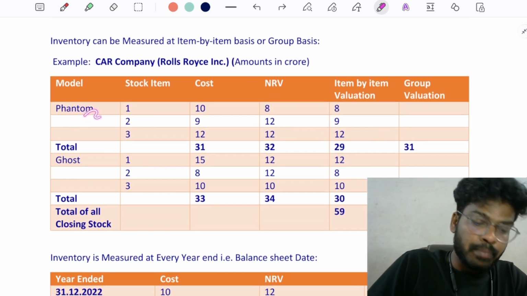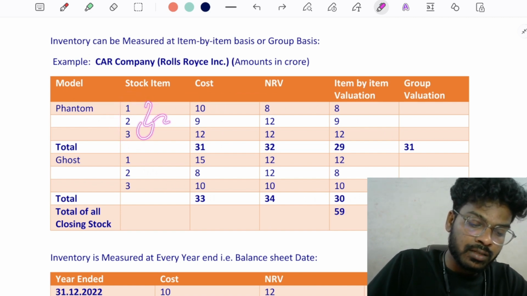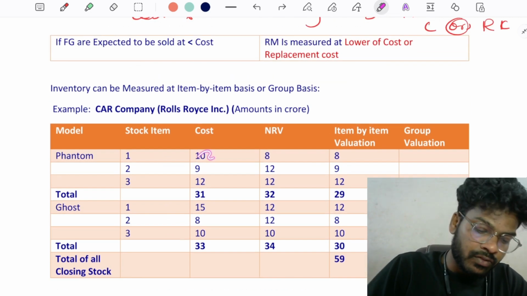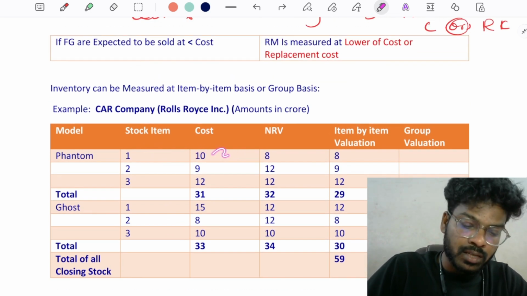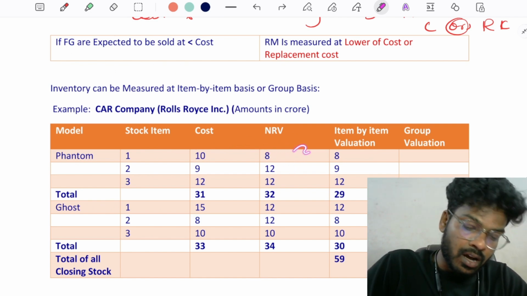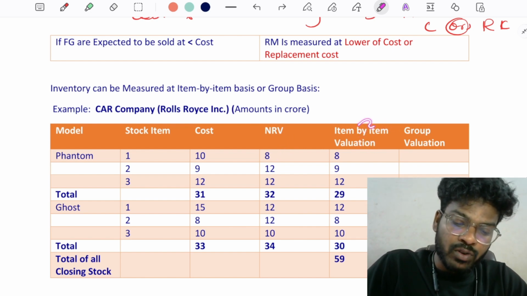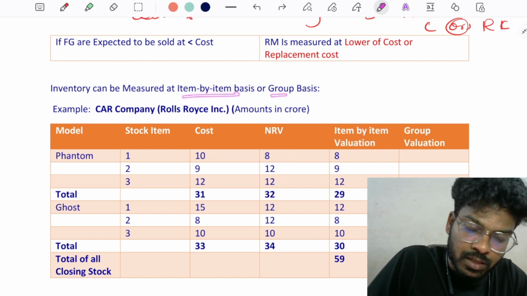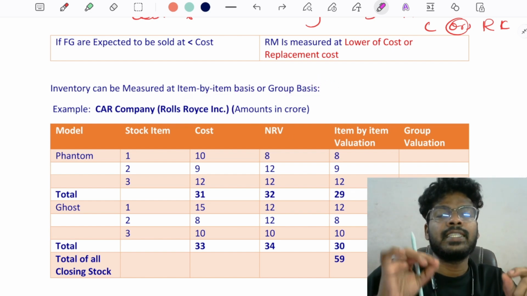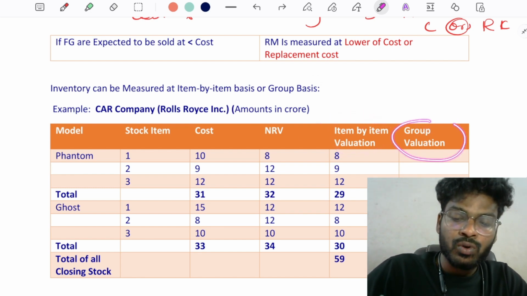Model: the first one is Phantom. In case of Phantom, the closing stock is 3 cars. And in Ghost, there are 3 cars. The cost of stock item 1 is 10. Net realizable value of the car is 8 crore. We have to value on an item by item basis or group basis. As per Ind AS 2, an entity has an option to follow item by item valuation or group valuation.